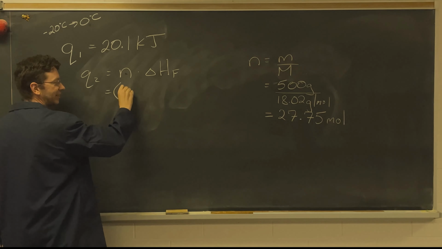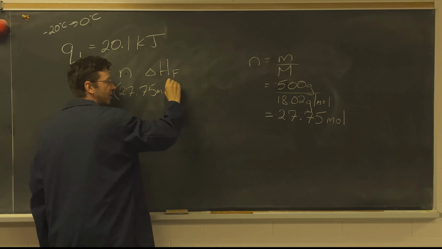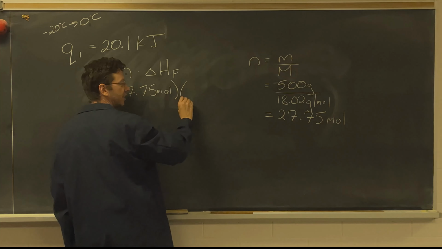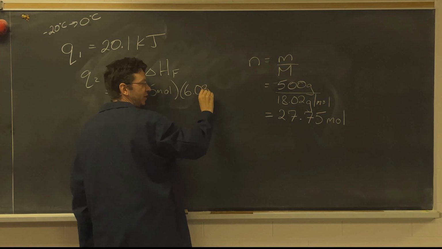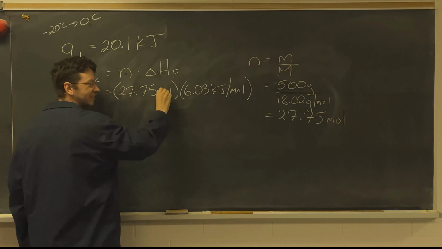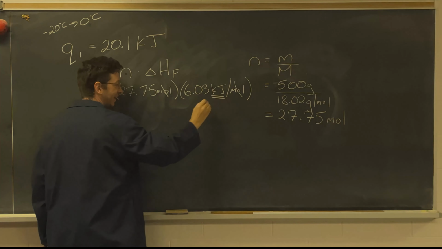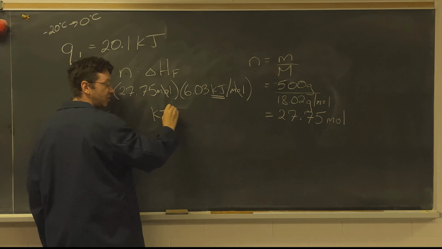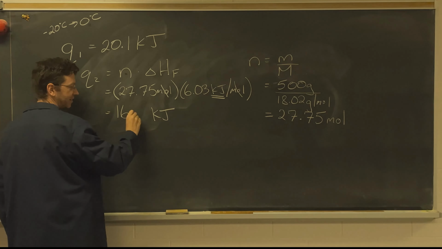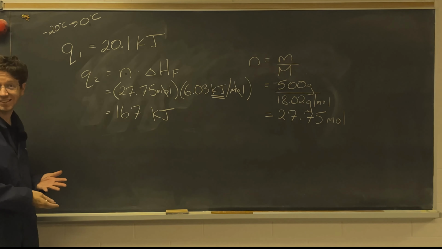So we can write this in now, 27.75 moles times our molar heat of fusion for water, which is 6.03 kilojoules per mole. So now you can see moles cancel, and our answer is going to be in kilojoules this time, not joules. So we have to be careful with our units. We got 167 kilojoules. So now we've melted it.